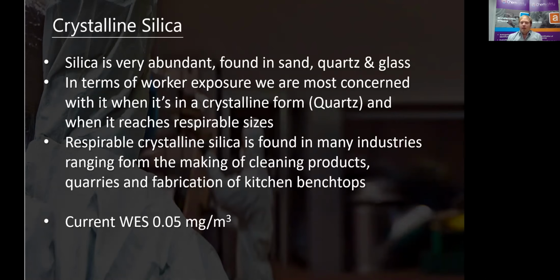Respirable crystalline silica is found in many industries, ranging from the making of cleaning products. So it's added like a flour, it's more of an abrasive part of the product there, to quarries, so mining aggregate to be used in concrete. A lot of crystalline silica comes across there, and even in fabrication of kitchen bench tops. This is what we're going to do a case study on shortly. The current workplace exposure standard for crystalline silica is 0.05 milligrams per meter cubed.